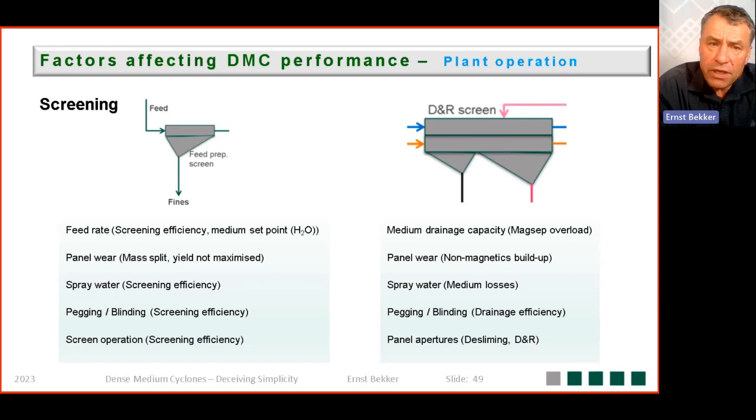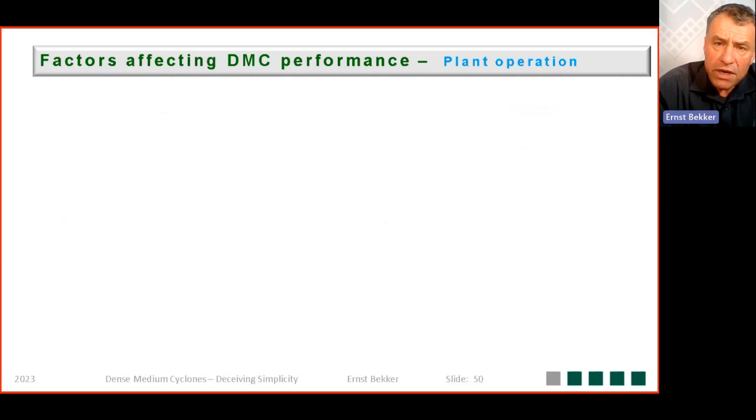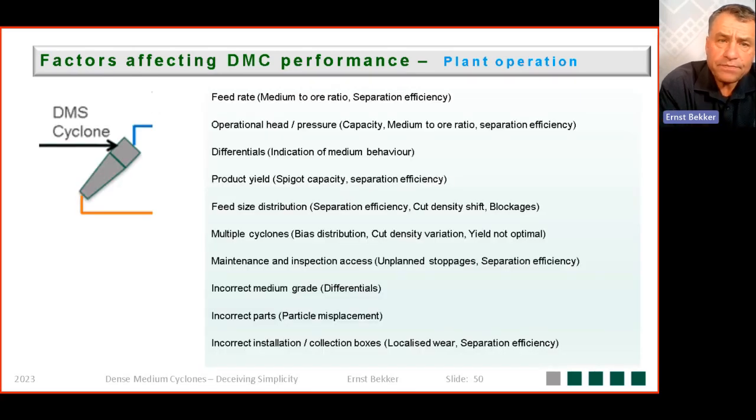You do have the situation sometimes where operations will have the same apertures on both screens. And as the apertures then increase on the drain and rinse screens due to wear, we then have material that's starting to build up in the medium circuit. On the odd occasion, you can have situations where panels with larger apertures are actually being installed on the drain and rinse screen, maybe just because of a shortage of stock, or not understanding the impact on the process. That situation can then lead to buildup of non-magnetic material in the medium, and that impacts on the separation efficiency of the dense medium cyclone.